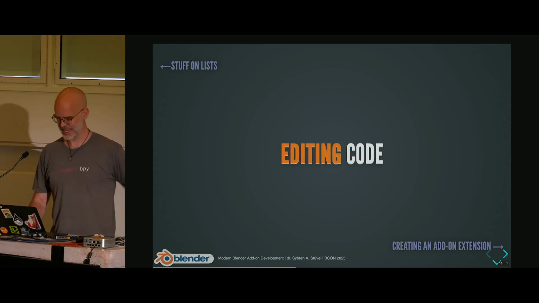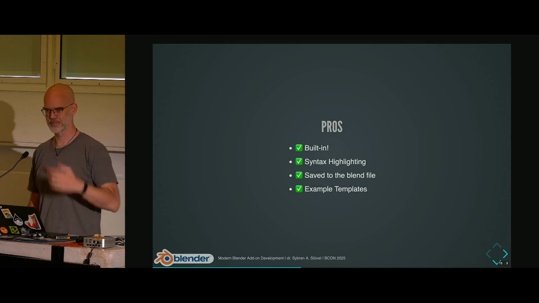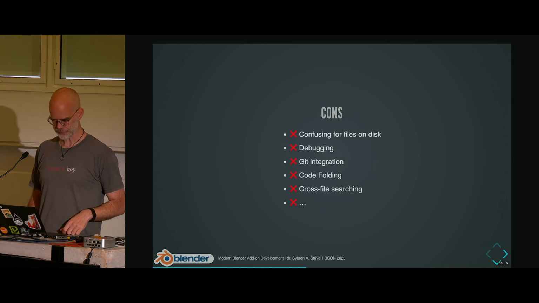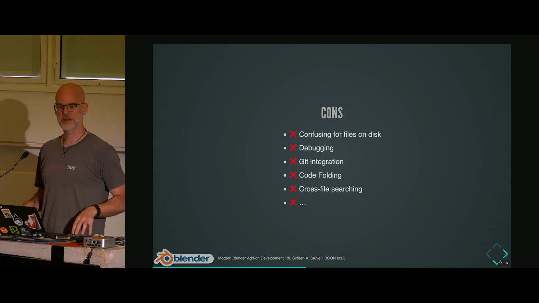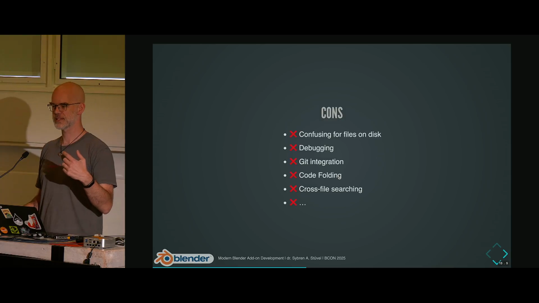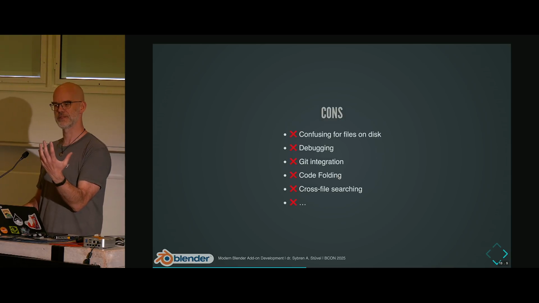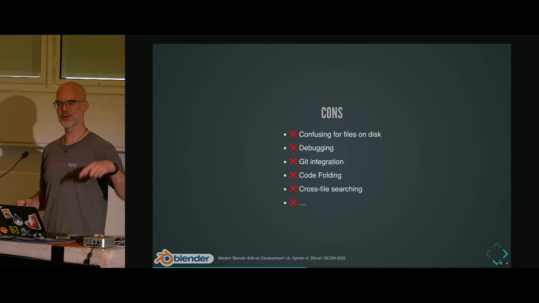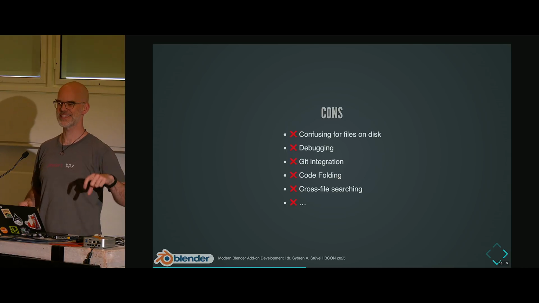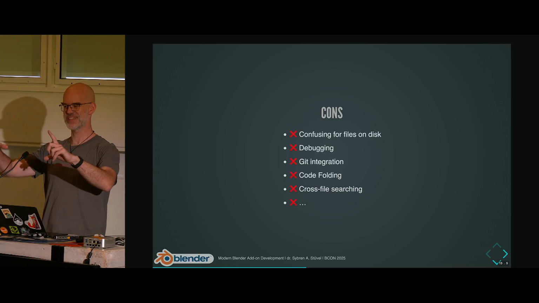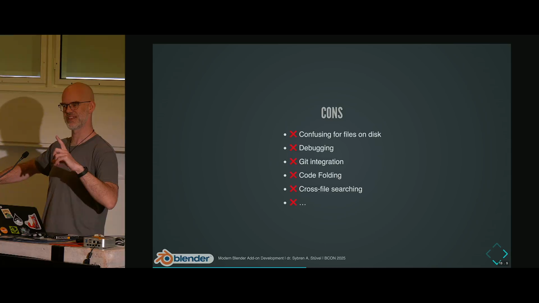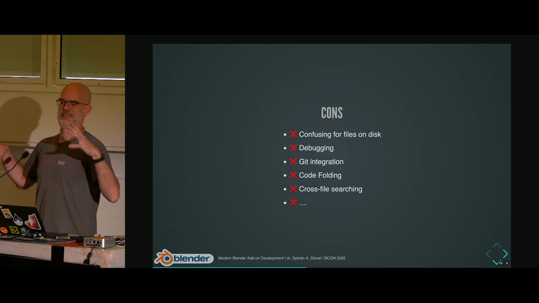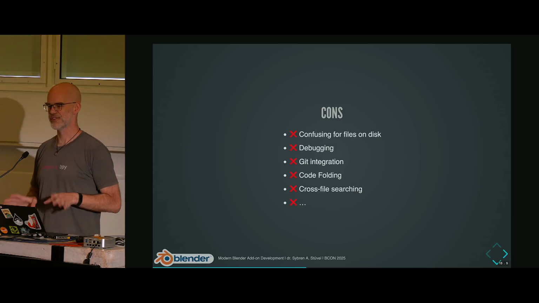Now we get to editing code. So we talked about the pros and cons of the text editor, but now you actually see the slides. We left off with the thing being confusing on disk. So when you open a file from disk, it creates a text data block in the blend file. When you save it, it saves the blend file with that text data block in it. So Control-S saves the blend file as usual. Alt-S saves the current text that you see to whatever path you loaded it in from disk. So the thing in the blend file and the thing on disk can get out of sync. It always confuses me, so I try to avoid this.